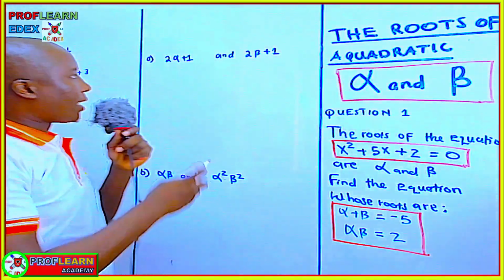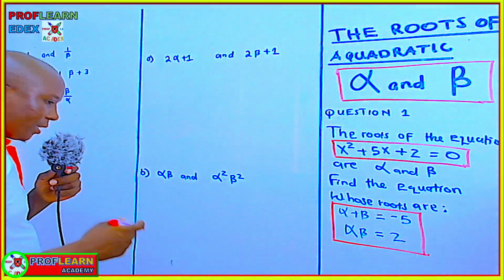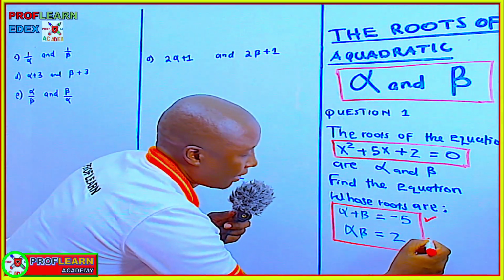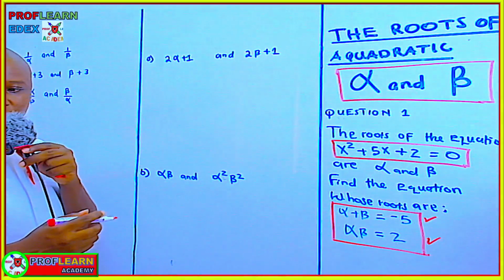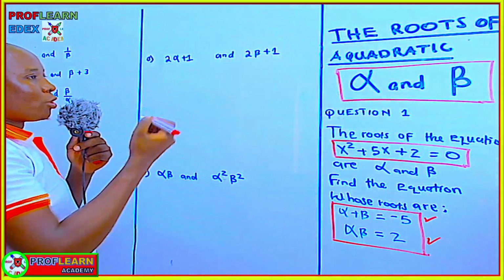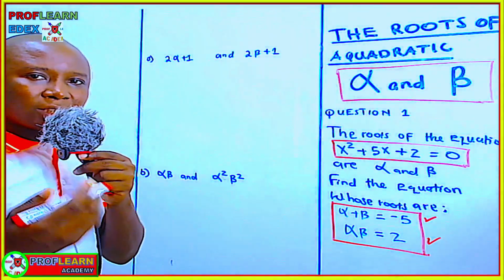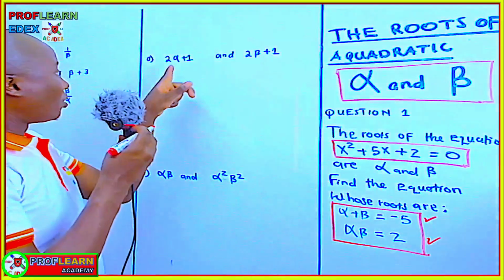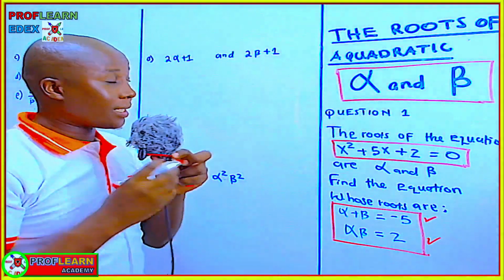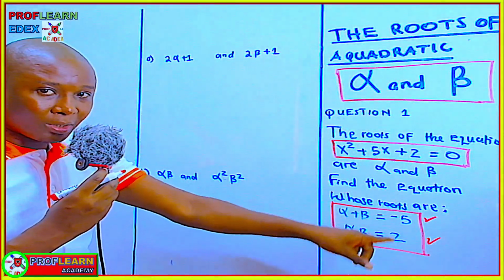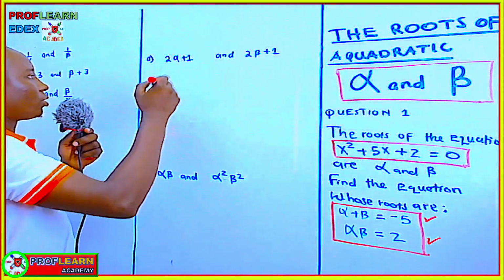Now, in order to work this out, we already have the sum of the two roots and the product of the two roots that were given. For us to state the new equation, we need the sum of these new roots, and also we need the product of these two new roots we are given. But we are going to use what we have at this point. Let me show you what we're going to do.